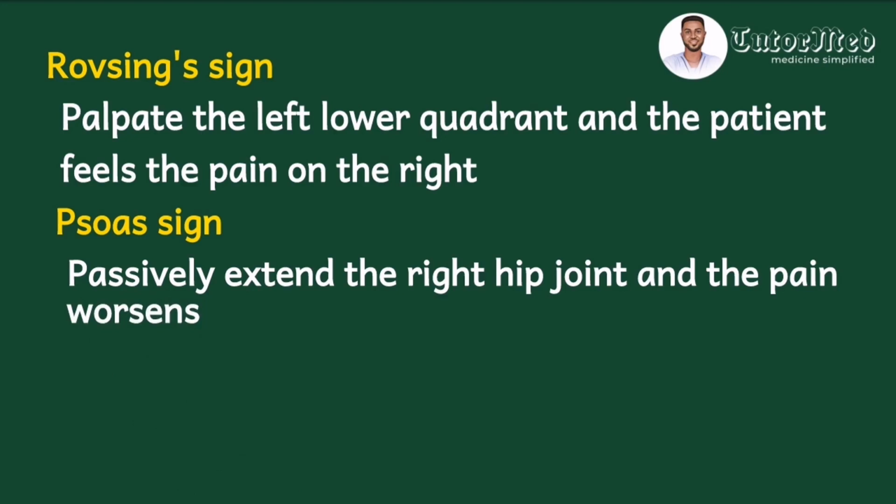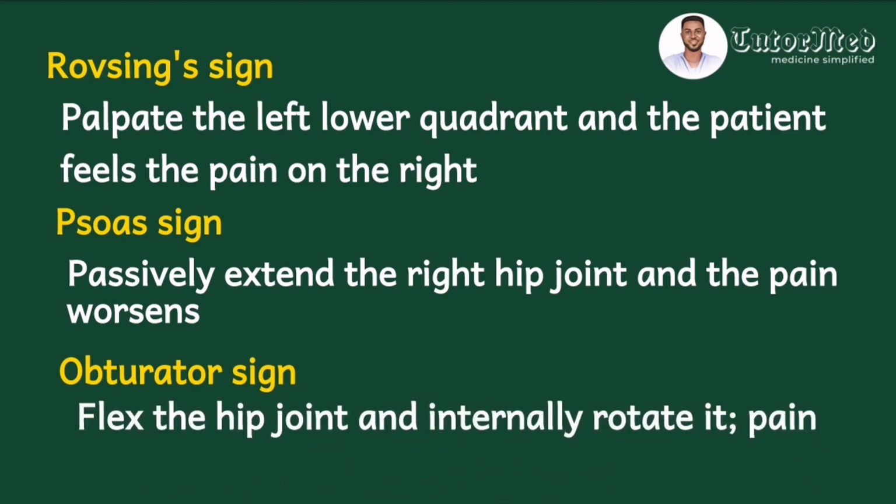Then there is another sign known as the obturator sign. You, the clinician, would ask the patient to relax, and then you would flex the hip joint and internally rotate it. Once you do that, the pain intensifies. There is also another sign called the pointing sign. You ask the patient to point to where the pain is, and the patient points to the right iliac fossa. But these are not used to diagnose appendicitis anyway, but there are signs which can be positive in a patient with acute appendicitis.